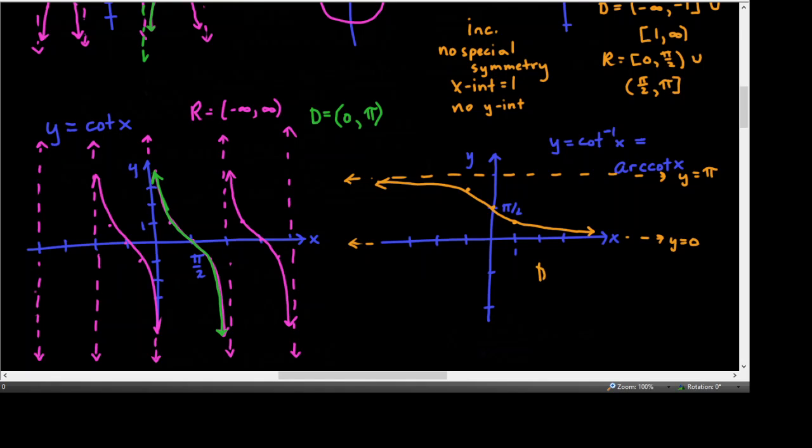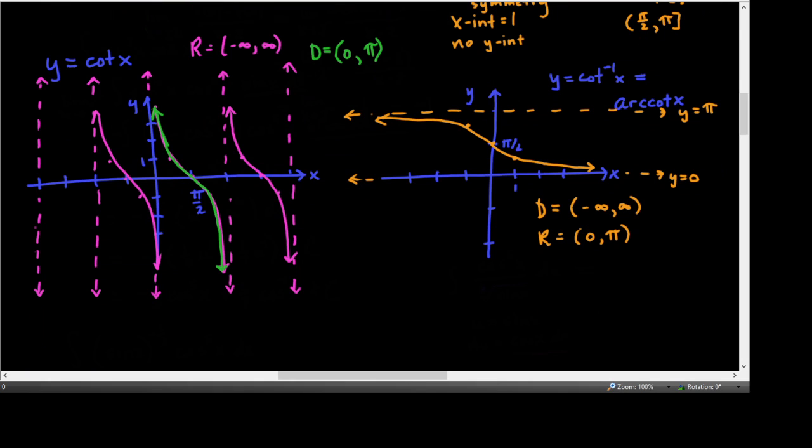Its domain is all reals, which is what the range of the function was, so no surprise. And its range is from 0 to pi, including neither one. And again, that's no surprise, because that's the domain restriction we made on the original function. This is a decreasing function.